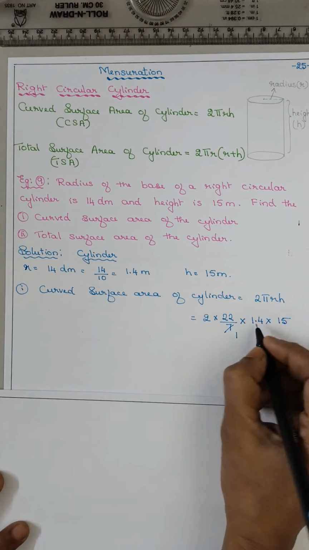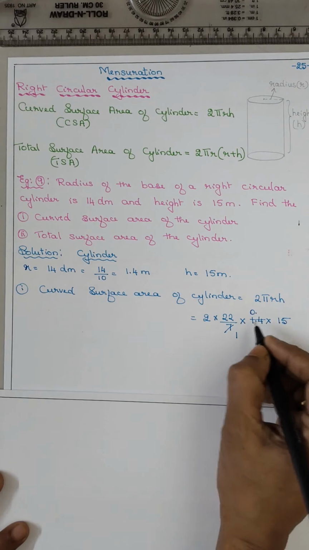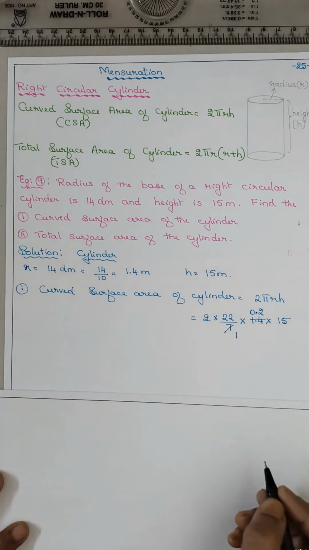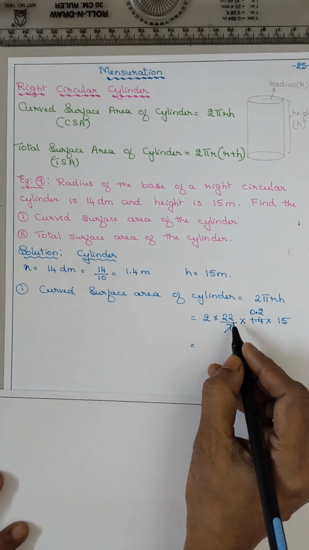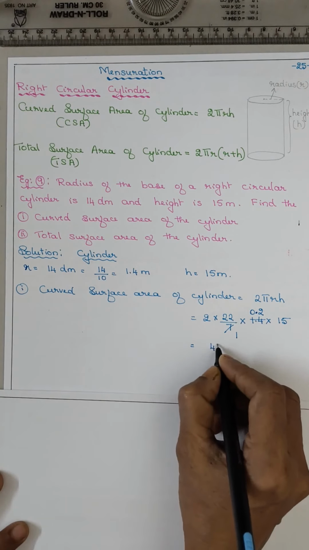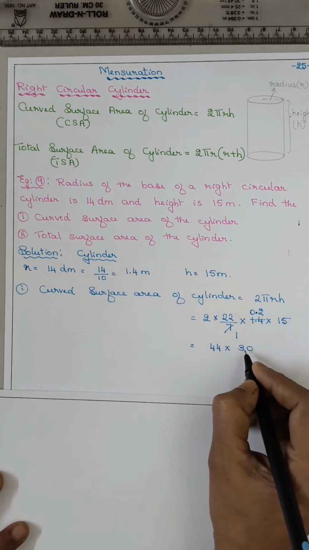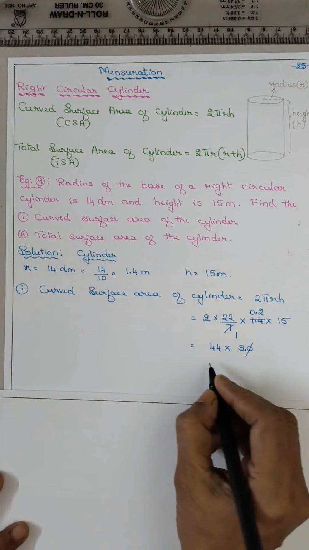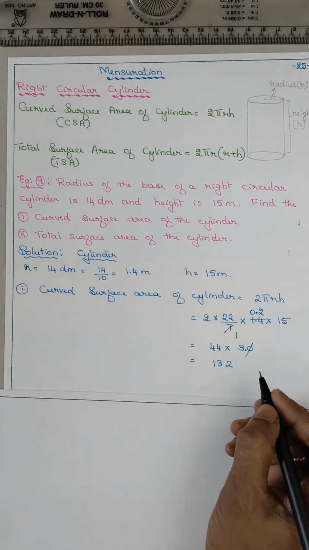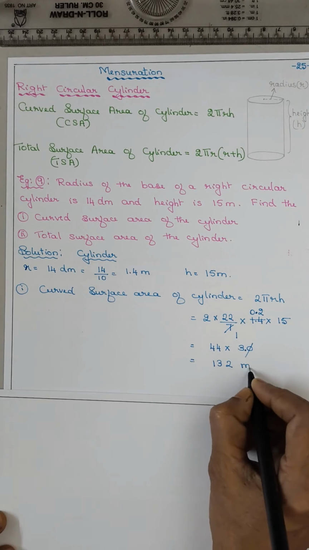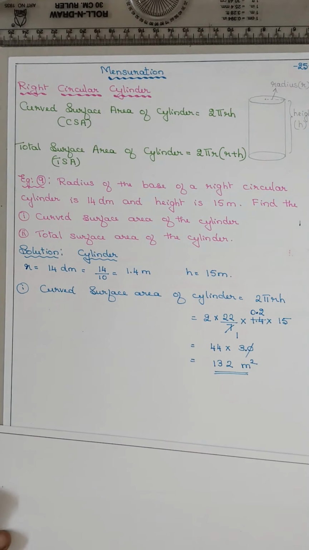Now 7 ones are 7, it is in decimal, 7 zeros are 0, 7 twos are 14. So you will get 0.2. Now 2 22s are 44 into 15 twos are 30. But it is one decimal, cancel this. So you will get 3 fours are 12, 3 fours are 12 plus 1, 13. That is 132 meter square. It is area, that is why it is meter square.